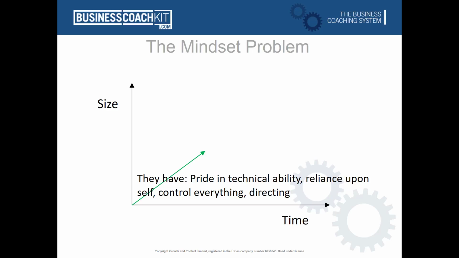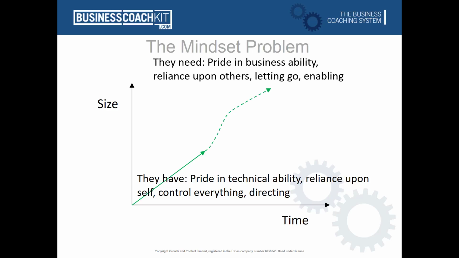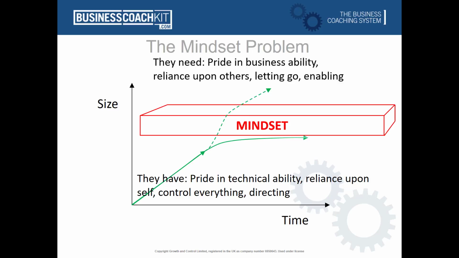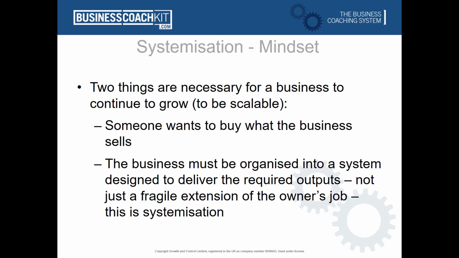So start with the mindset problem. They've probably got to where they are by being very good at what they do technically, whether that's a lawyer or a website developer or a house painter. So they rely on themselves, and they feel very strongly that they need to control everything and direct what other people do. To break out of that, they need to get to a place where their pride transfers to building their business rather than the technical outputs of the business. They need to find a way to rely on others, to let go, and to enable others to perform. So this is the mindset barrier, if you like. So we need to work with them on that barrier.